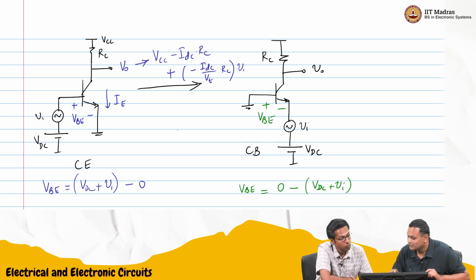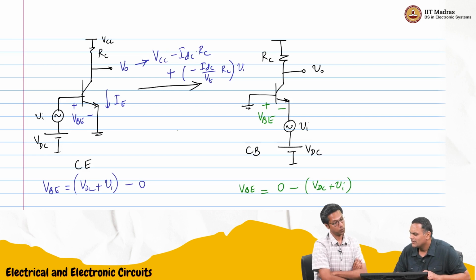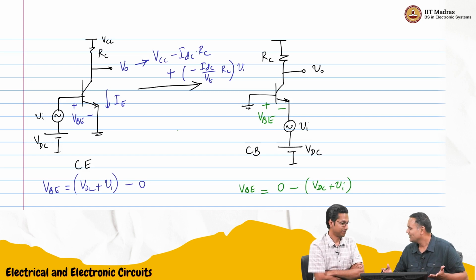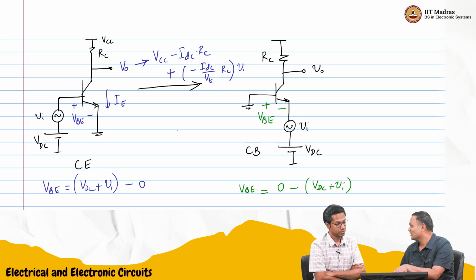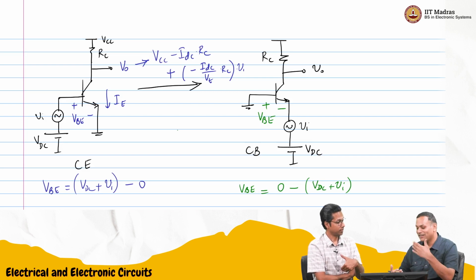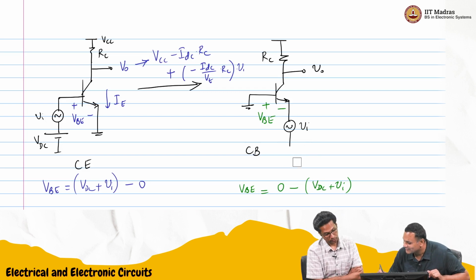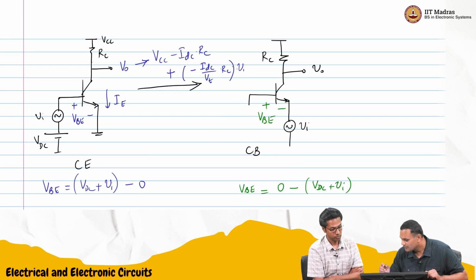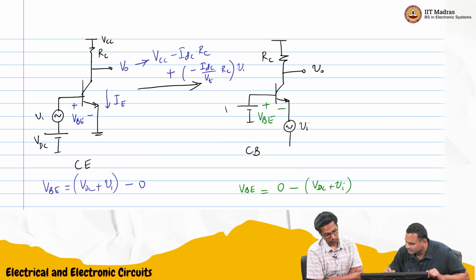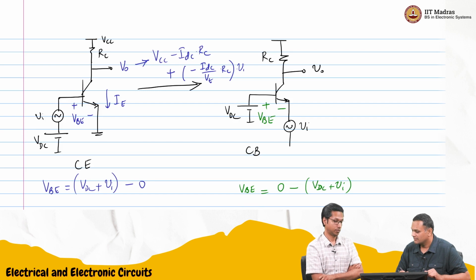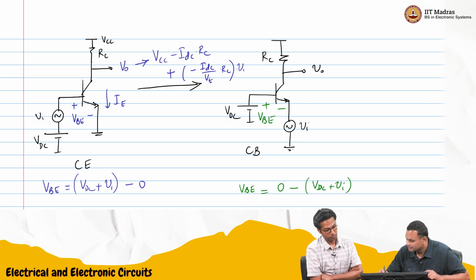So shall we tie it to some higher VDC? In fact, we can just take this VDC and put it there. That tells us something very important: you are not changing the biasing. I am not changing the biasing, only the signal. So let us do that. I will connect VDC here and I will connect VI here.